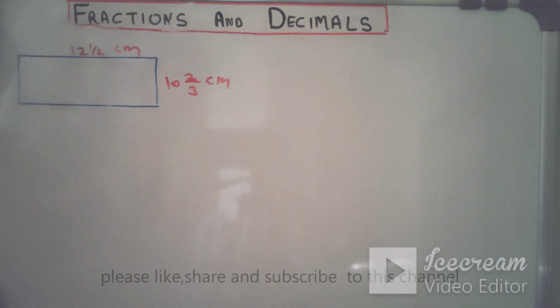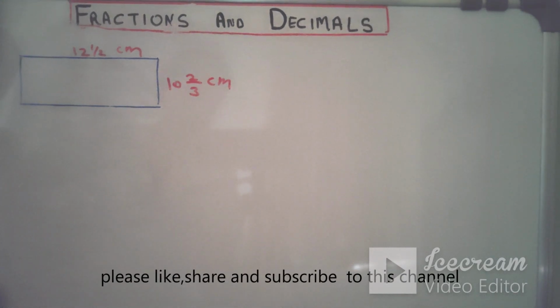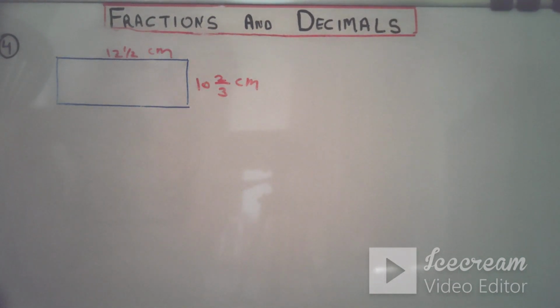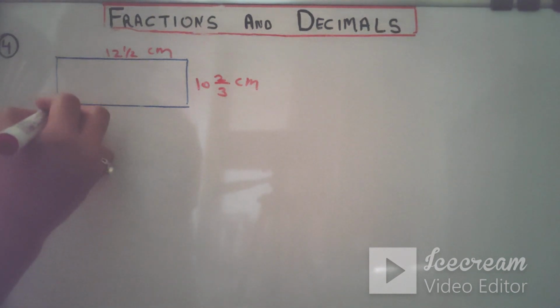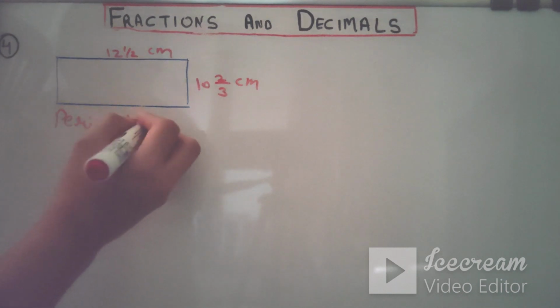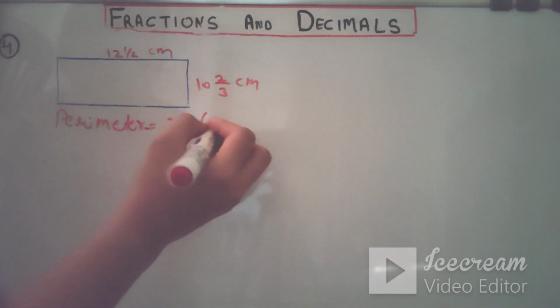Okay, so next question, that is question number 4. Okay, so question number 4 of this exercise. What has been given? A rectangular sheet of paper whose length is given as 12 whole 1 by 2 centimeter and its breadth has been given as 10 whole 2 by 3 centimeter. So what do we have to find? We have to find the perimeter, and you know the perimeter of a rectangle formula. What is the formula? It's simple, 2 into L plus B.